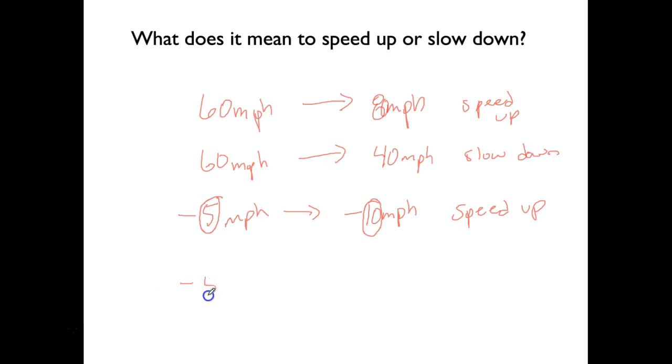But let's say I was going negative 5 miles per hour and I wanted to come to a stop, so I hit the brakes a little bit to come down to negative 2 miles per hour. My magnitude, or the number here, got smaller, right? So that would mean I slowed down. So in order to determine this, we're looking at the number. If the number gets larger, you speed up. If the number gets smaller, that means you slowed down. Okay, so let's look at this on a graph.